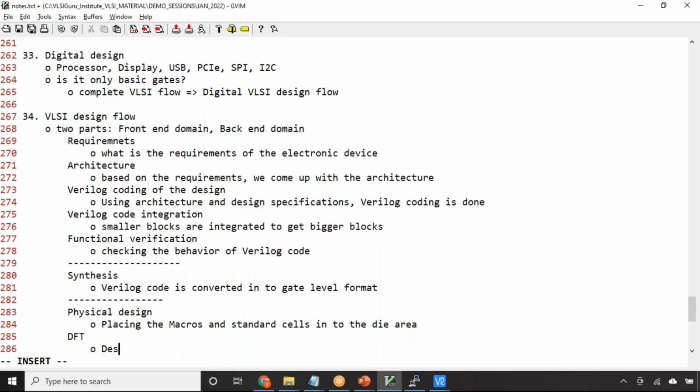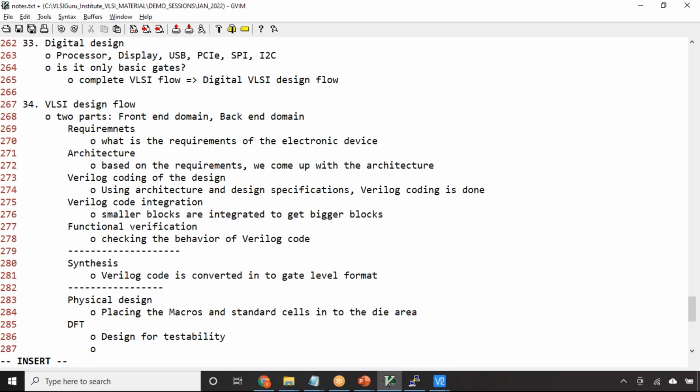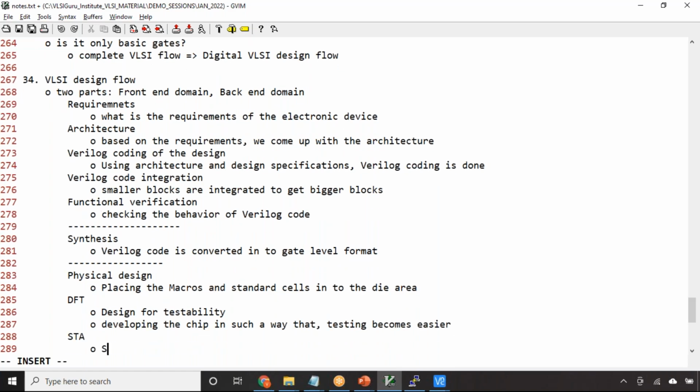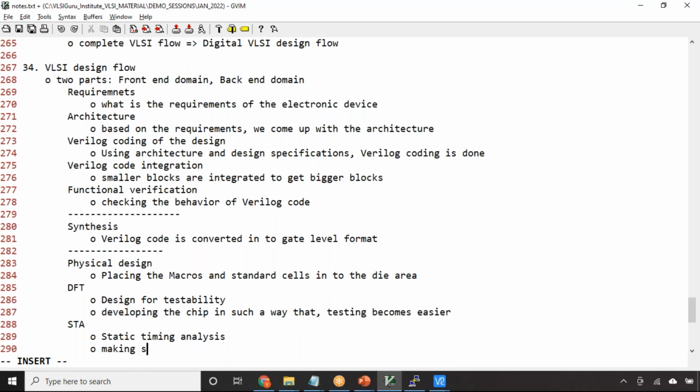DFT stands for design for testability, where they develop the chip in such a way that testing becomes easier. STA stands for static timing analysis, making sure that there are no timing violations. As I said before, I'll explain everything in detail. Right now, I'm quickly writing the notes.